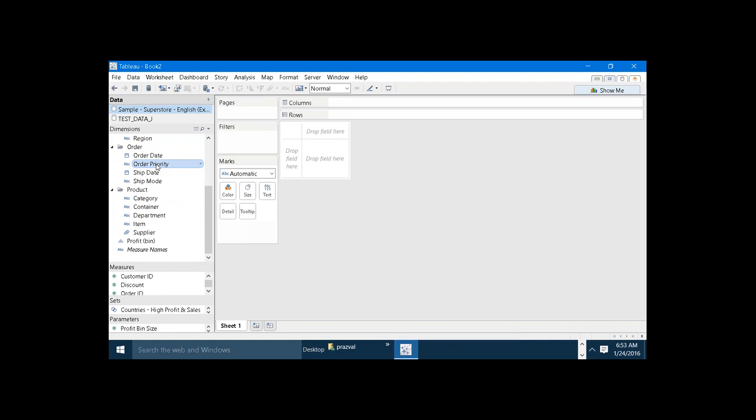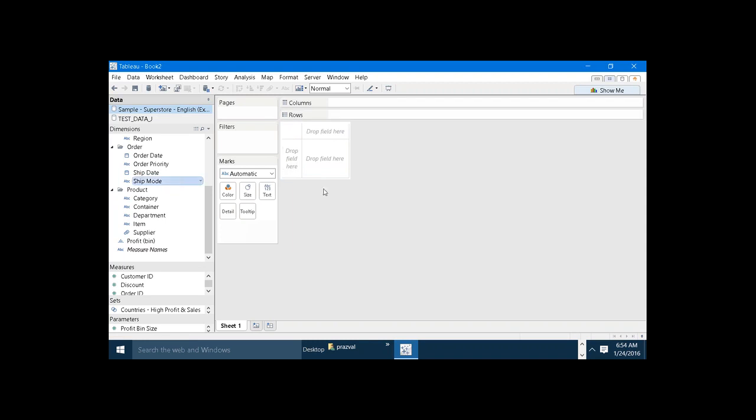We want to see the values of the order priority. Just drag the order priority and drop it here. So here we have the different order priorities like critical, high, low, medium, and not specified. Depending on our requirement, we will order the things. So the order priority will change depending on the requirement. So order priority comes under SCD. Next, ship mode.